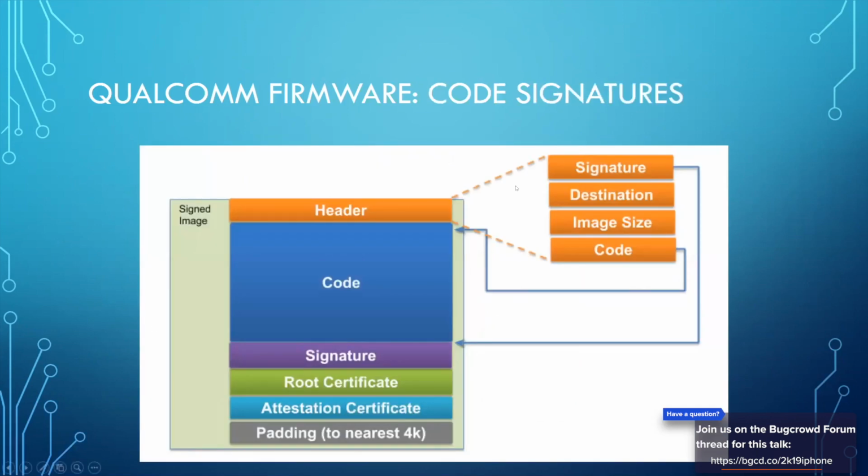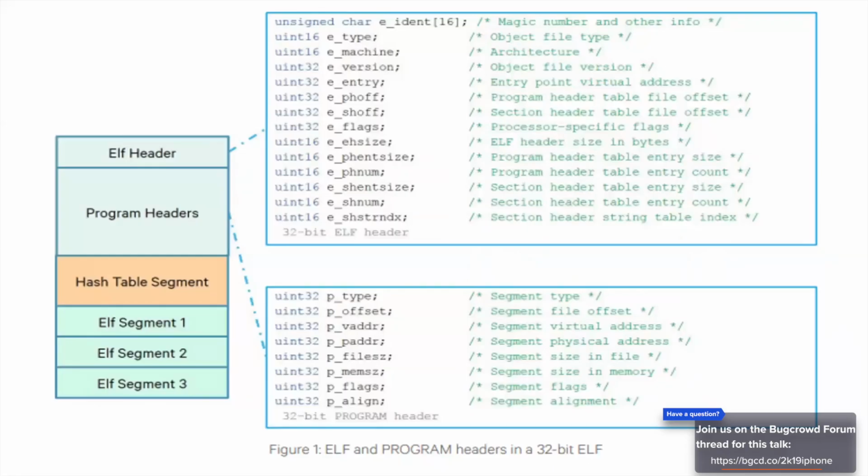You have an ELF binary with a header, an executable code segment, the signature of this code, the root certificate, then a special attestation certificate and some padding. The header also contains a reference to the signature, the destination where the code should go into the memory of the baseband, the size of the image, and the actual code.